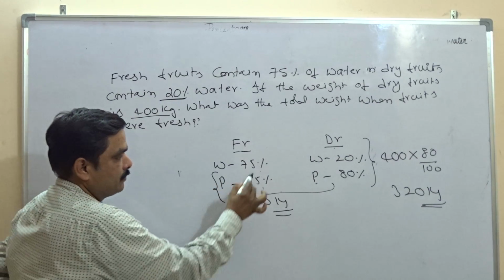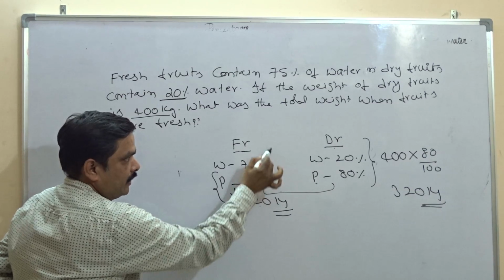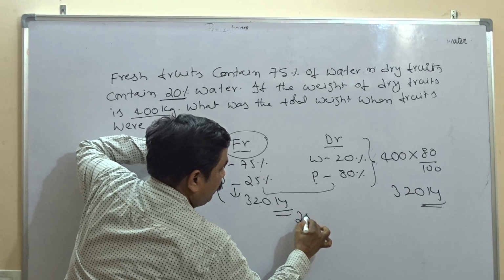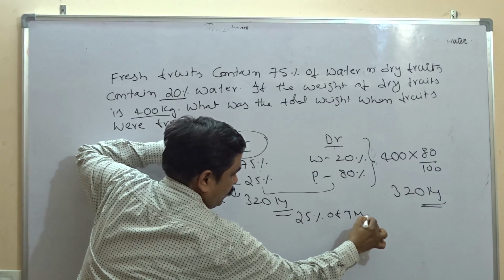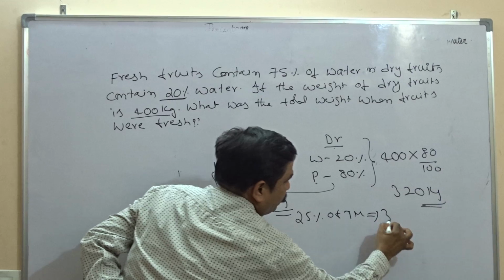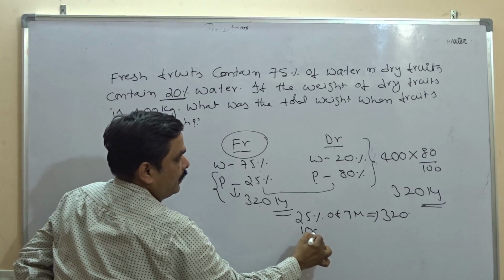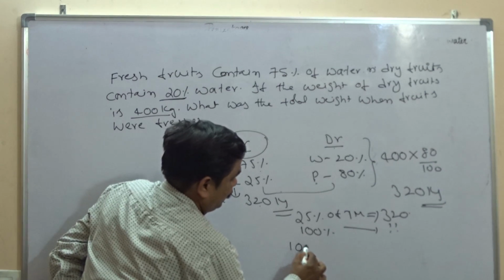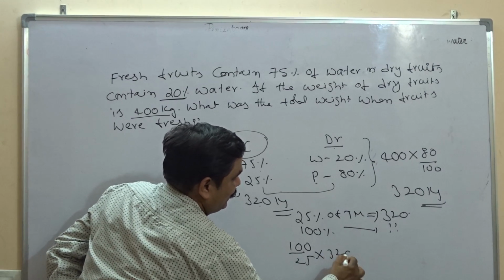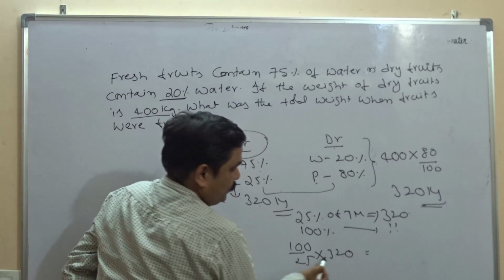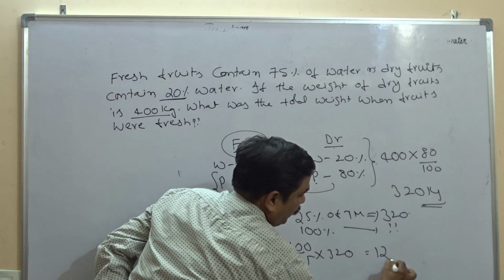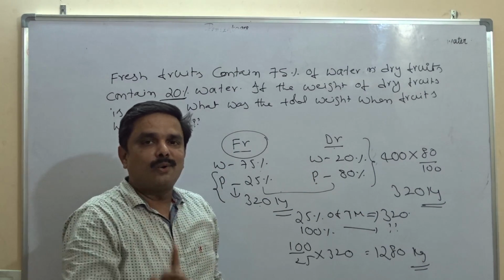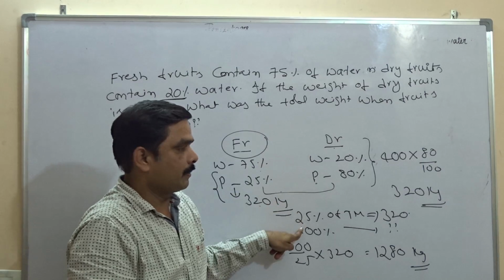Simple unitary method. When it was fresh, 25% of the total weight is equal to 320 kgs. Now, 100% of the total weight is equal to how much? Simple. It is 100 by 25 into 320. So it is 1200 plus 80, which is 1280 kgs. This is the best of the best ways to go for this type of question.